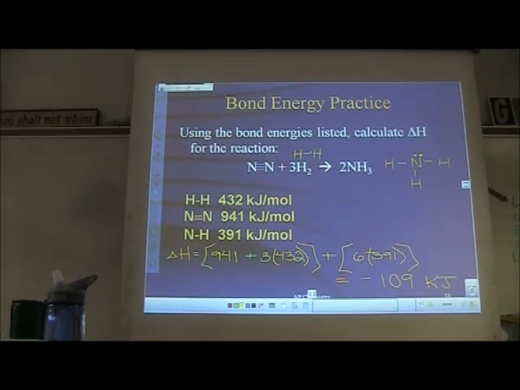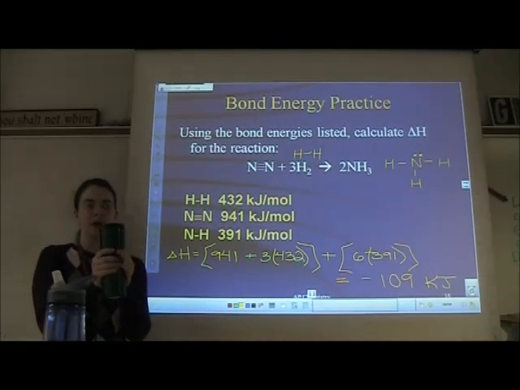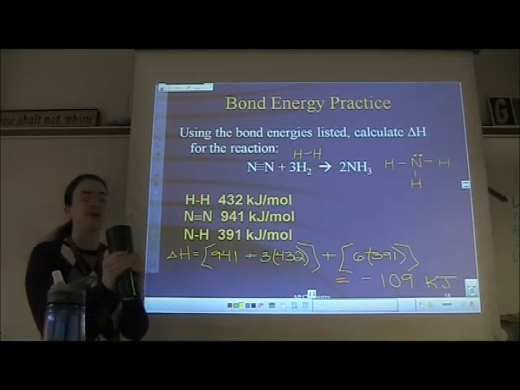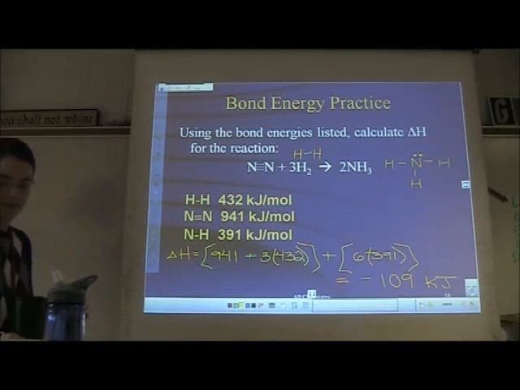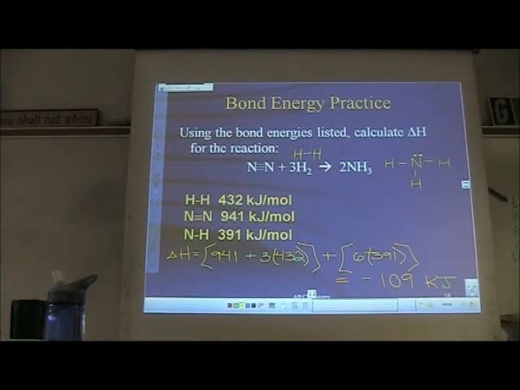I want you to notice that my final answer here is negative. What does that mean? This reaction is exothermic. If this reaction were going on in my coffee mug, hopefully not, would it feel hot or cold to my hands? Hot. Okay. So that was a relatively simple one.